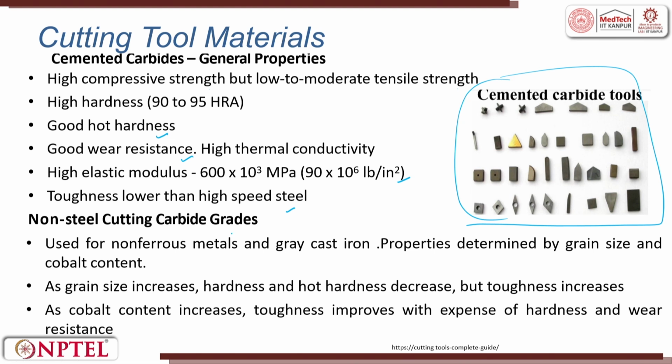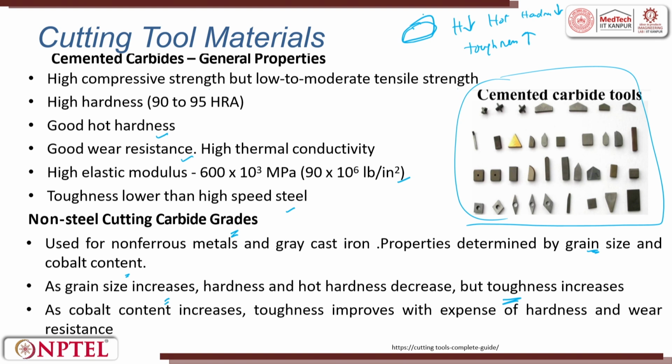This is placed into a shank, which provides the toughness property. Non-steel cutting grades are used for non-ferrous metals and grey cast iron. The properties are determined by grain size and cobalt content. As the grain size increases, the toughness increases, but the hardness decreases and the hot hardness also decreases. So when we use a powder metallurgy route, tungsten carbide powder size is very important. That is what we said here.